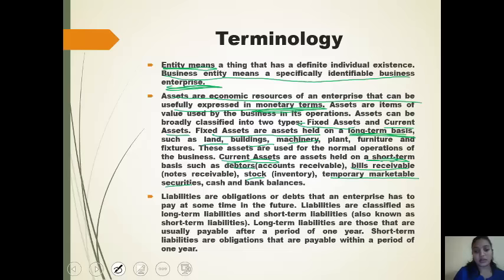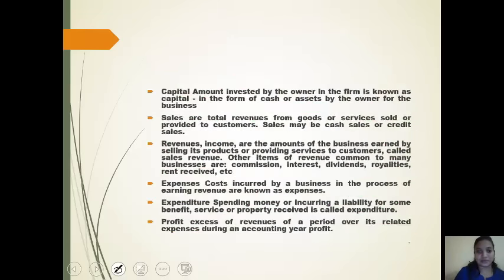Now, liabilities are the obligations that an enterprise has and has to pay at some time in the future. Liabilities are classified into two types, that is long-term and short-term liabilities. Long-term liabilities are those that are usually payable after a period of 1 year, and short-term are payable within a period of 1 year. Now, capital. Capital is the amount invested by an owner in the firm. It can be in the form of cash or in assets.